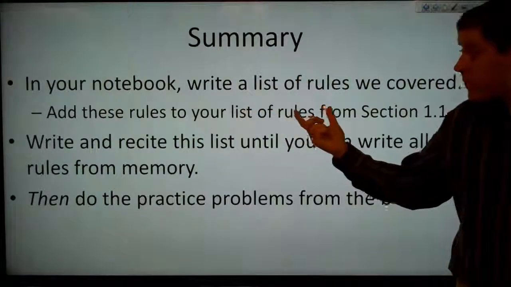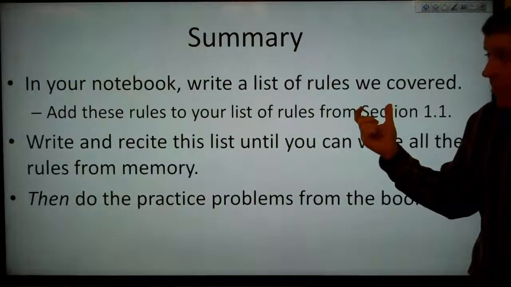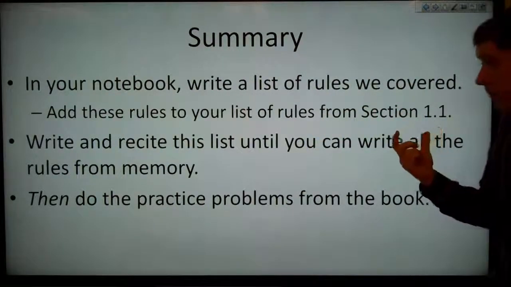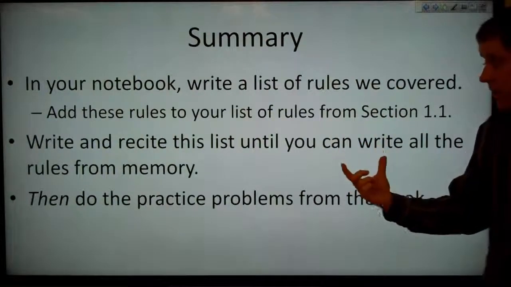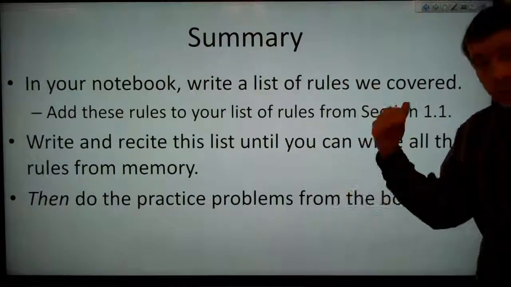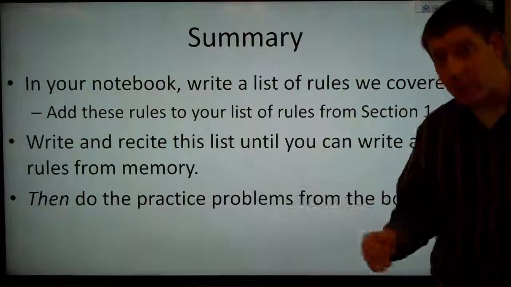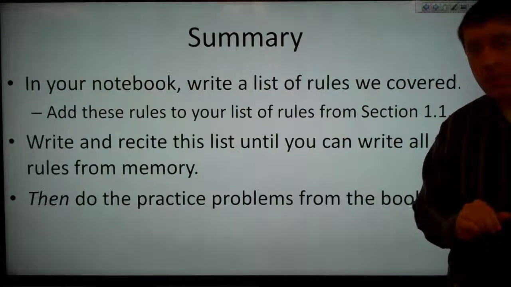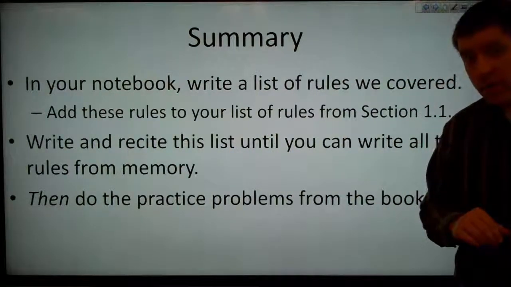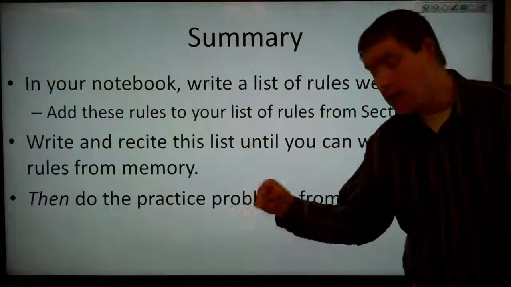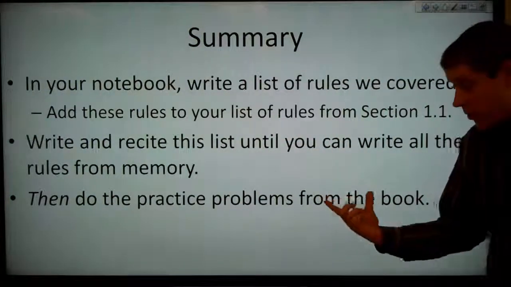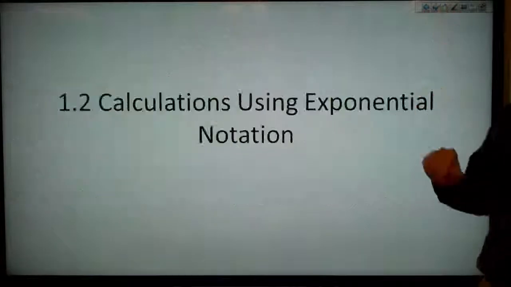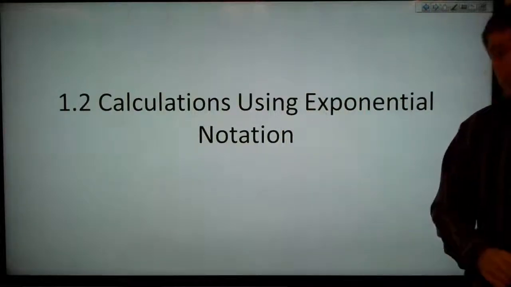So in your notebook, write a list of rules that we've covered in this section, and add these rules to your list of rules from section 1.1. Then write and recite this list until you can write all of the rules, both from this section 1.2 and from the last section 1.1 from memory. And you should have all of these memorized. You should be able to write them out from memory without having to refer to your notes or your book. And then, and only then, once you've memorized all of them, then do the practice problems from the book. And this way you won't have to do as many practice problems. So that was calculations using exponential notation.